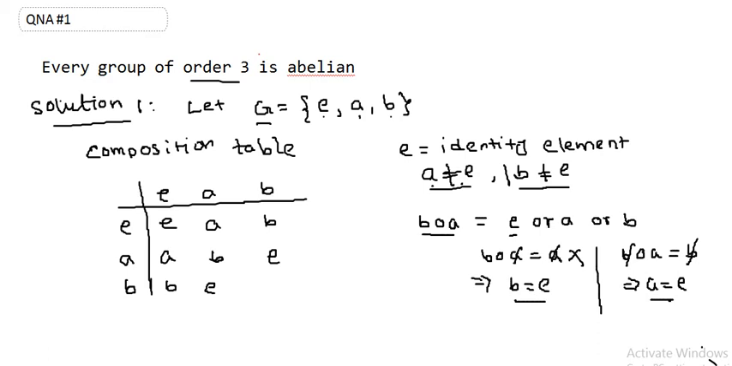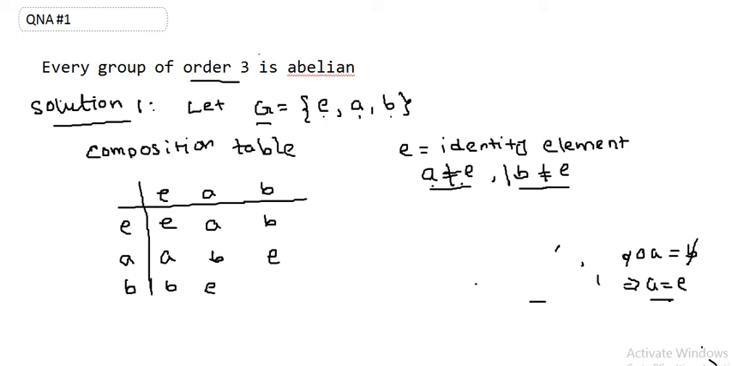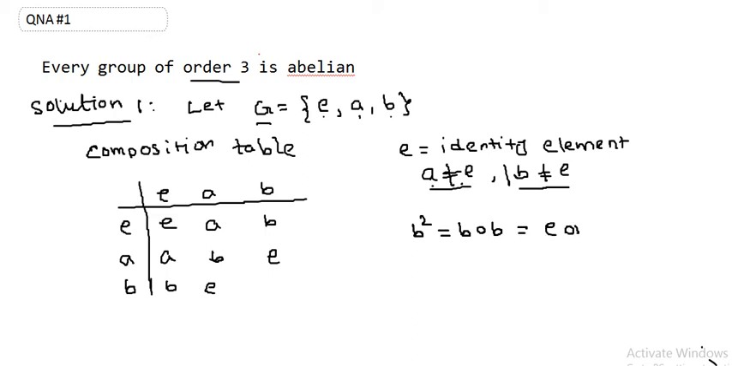Now the last one we have is B compose with B. So we are going to find B square, which is basically B compose with B. Here we get B compose B as either E or A or B. Now if B compose B equals E, which means B square equals E, and because 2 is the least number for which B square equals the identity element, the order of the element B is 2.